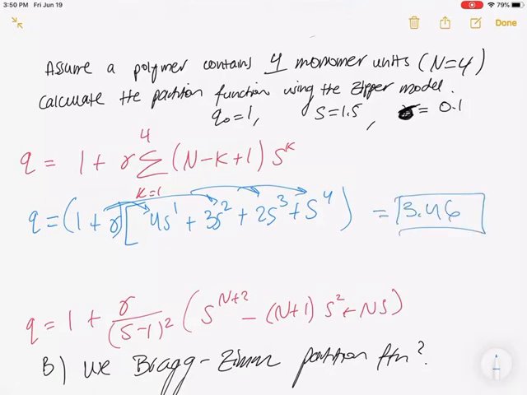So for each value here, s is 1.5. So you have to plug in 1.5 for each s here, raised to the different powers. And sigma is 0.1. And then you just solve that to get 3.46.